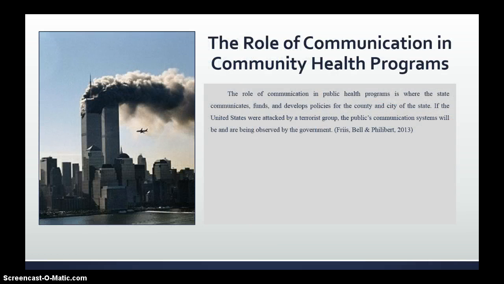The role of communication in public health programs is where the state communicates, funds, and develops policies for the counties and the cities of the state. If the United States were attacked by a terrorist group, the public's communication systems would be and are being observed by the government.